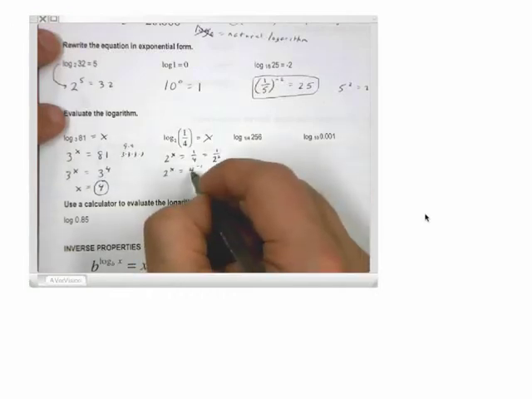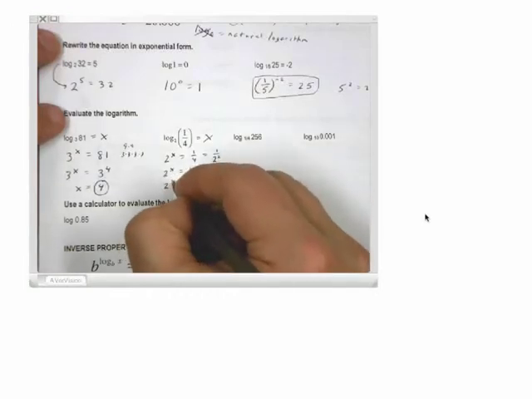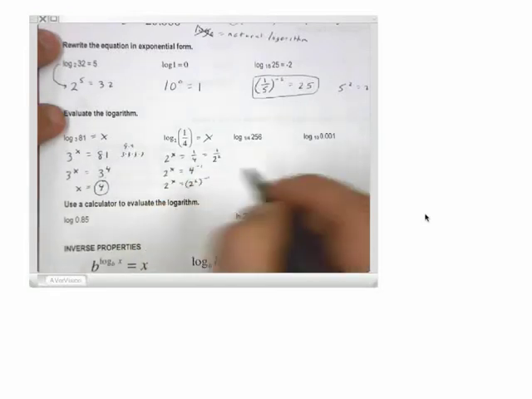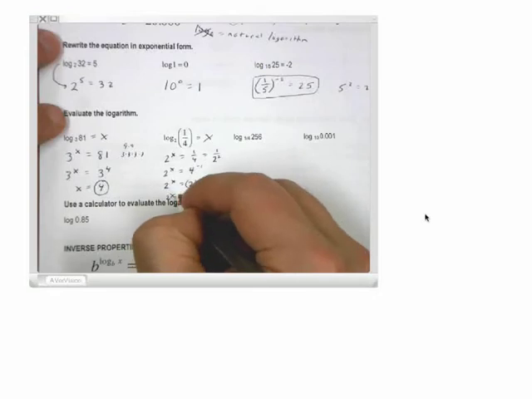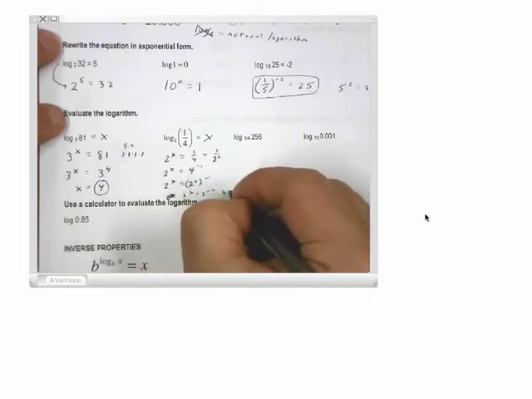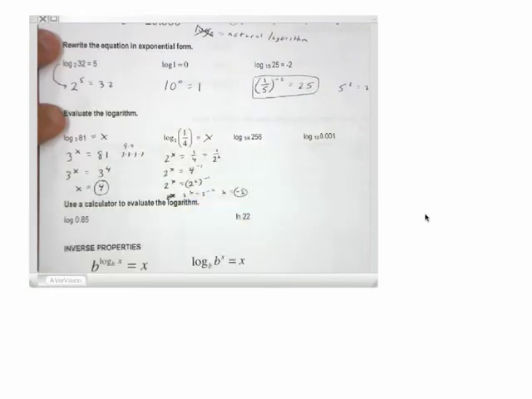Okay, now we know 4 is 2 squared. So I have 2 squared raised to the power of negative 1. We all know that we can multiply the powers in that case. So we have 2 to the x is equal to 2 to the negative 2. And therefore x must be negative 2. And that's the value of the logarithm.